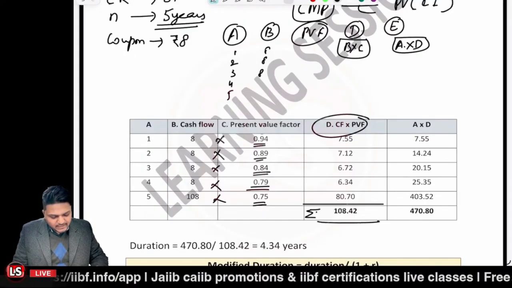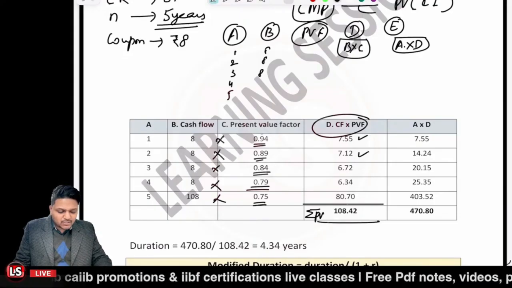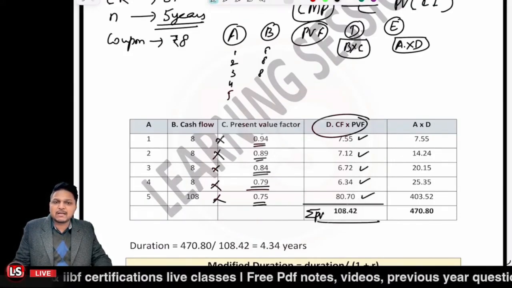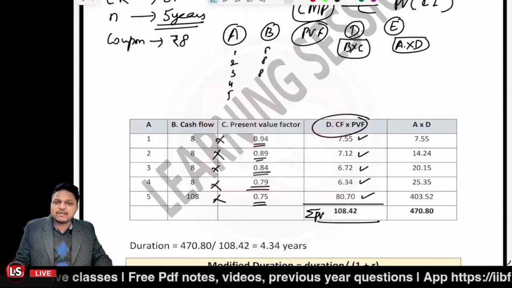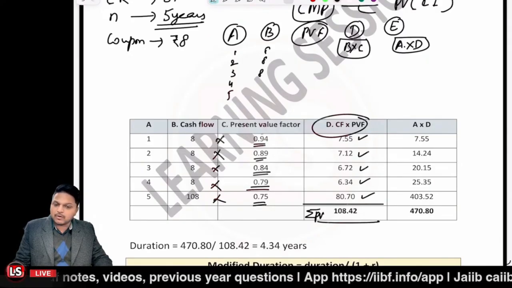This value is representing your sigma PV, because here is a present value of the cash inflow. And when we add up all the cash inflows' present value, we will be getting the present value of the bond, right?